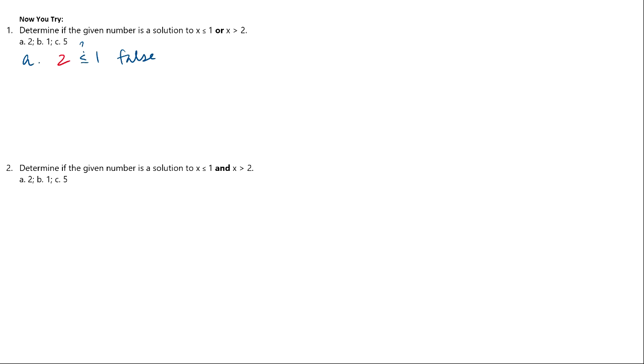So now if we check the second inequality, we want to check whether 2 is greater than 2. And in this case, we know that 2 is equal to 2, so it's not greater than 2 over here. So this is also false based on our definition. Because both statements are false, in general 2 is not a solution for our compound inequality. So we would say no, 2 is not a solution to this compound inequality.